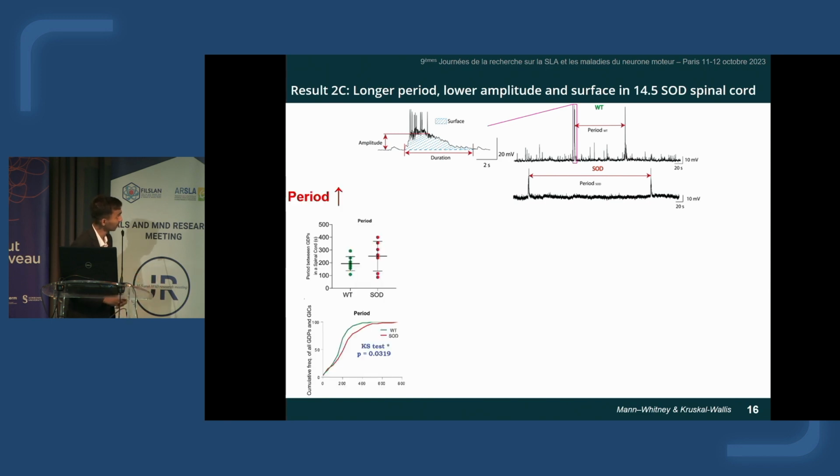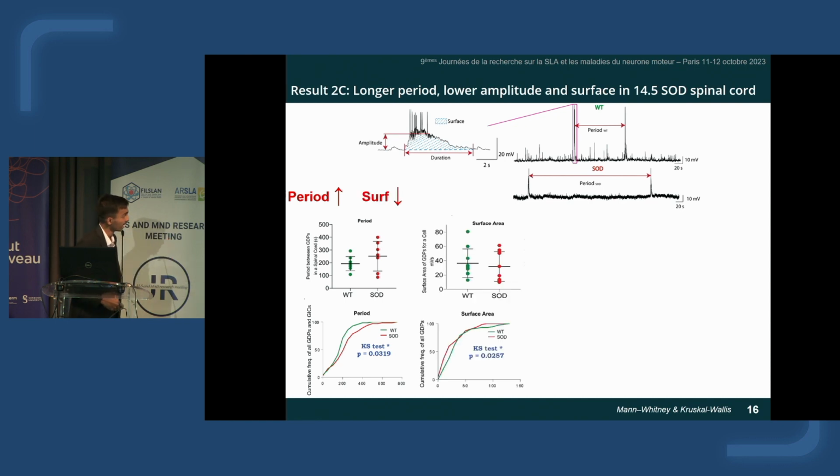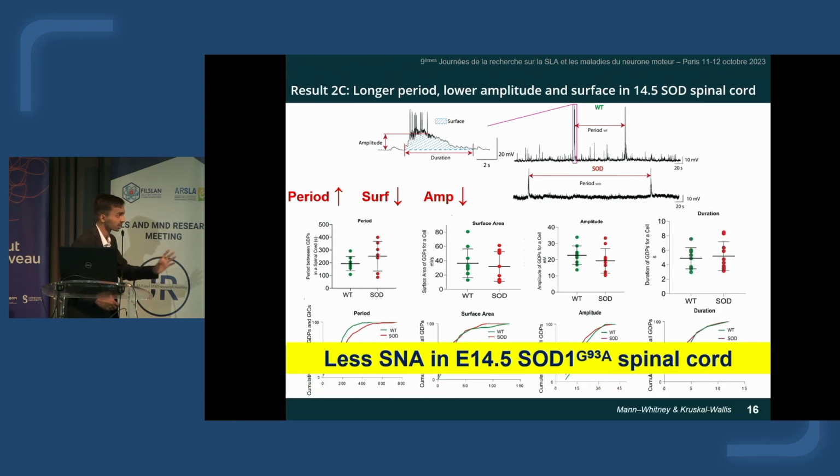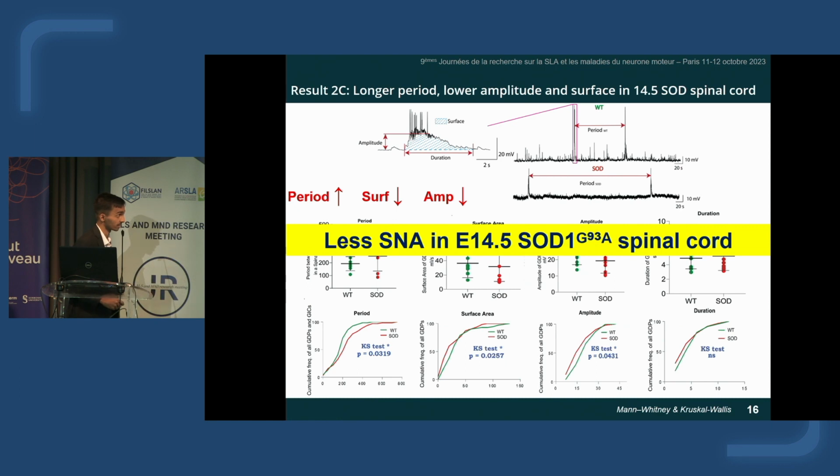Firstly, we looked at period. We observed higher period, longer period in SOD, and the distribution was pushed towards the right, as you can see here. We observed surface to be smaller in SOD, and we also observed the amplitude to be smaller in SOD. However, the duration was no different between SOD and wild type. So the longer period between two subsequent GDPs means there is less SNA at E14.5 in the SOD1 G93A mouse model.